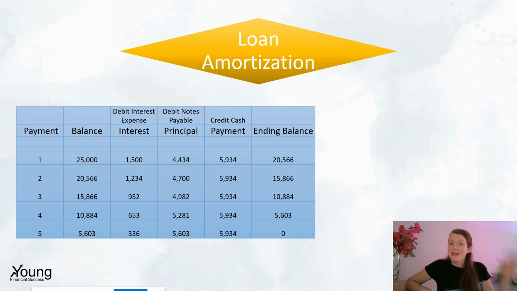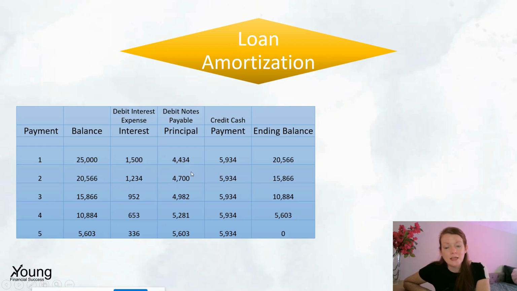The rest of it goes to principal. So then the next period, our principal is going to be based off of how much we just paid down. We started with 25,000, we subtract out the 4,434, and still sitting in notes payable is 20,566. So when we calculate interest the next time, it's not going to be on the original 25,000. It's going to be on the 20,566. So it'd be 6% of 20,566. So our interest, our debit to interest expense would be 1,234.